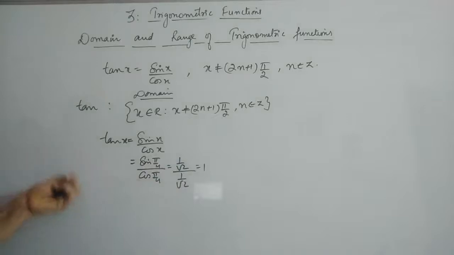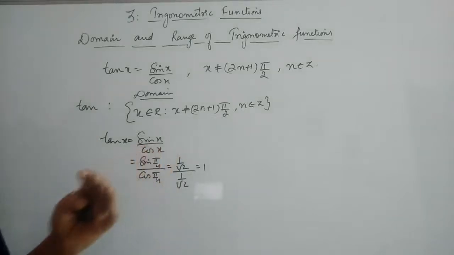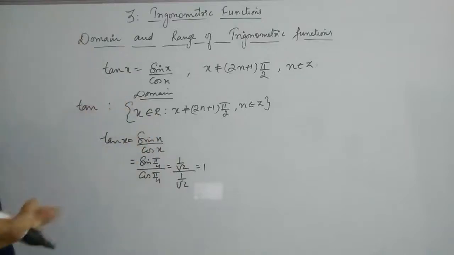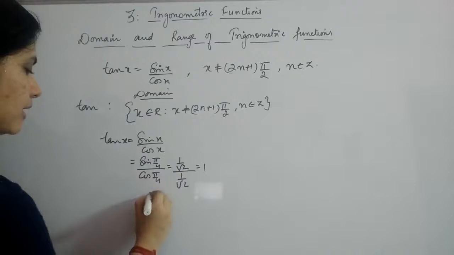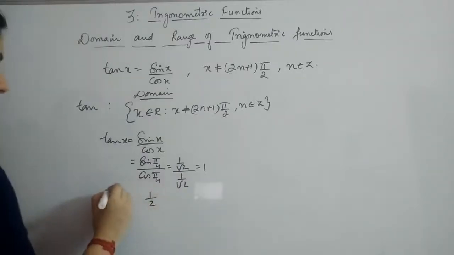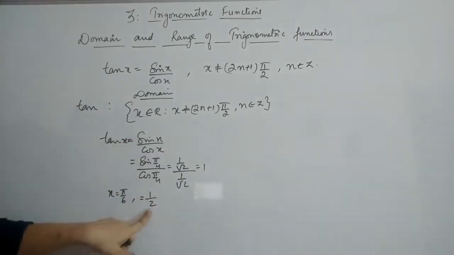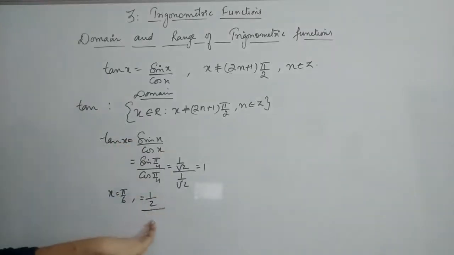Then again, if your cos value is a fraction, it will go up into the numerator, right? And suppose I take the sin value as 1 by 2, which is at 30 degrees, pi by 6. For x equal to pi by 6, the sin value will be 1 by 2, and the cos value will be what?